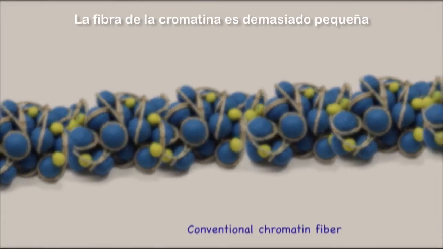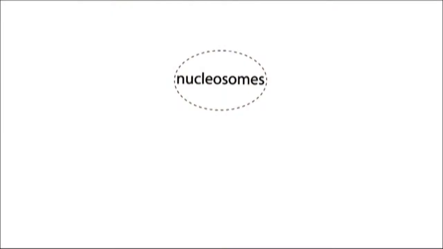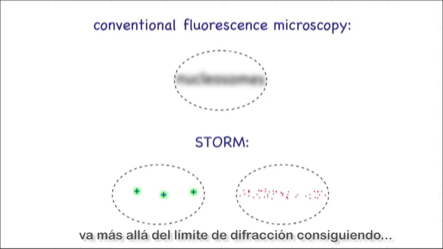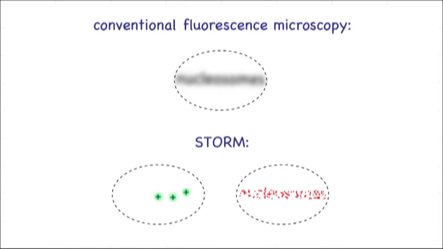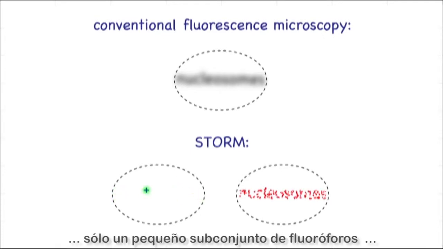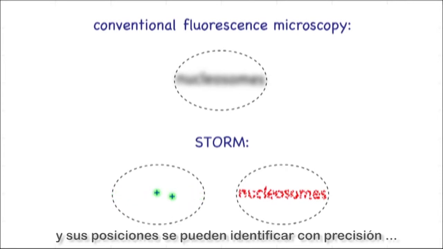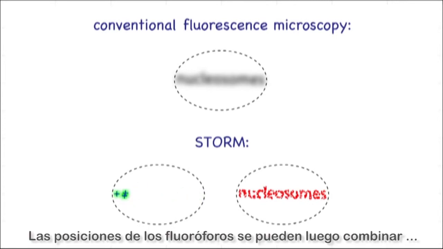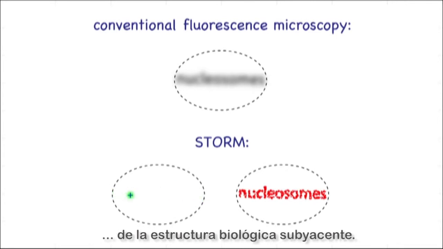Chromatin fiber is too small to be visualized with conventional light microscopy in single intact nuclei. Super-resolution microscopy like STORM breaks the diffraction limit by switching fluorophores between bright and dark states. At any given time, only a small subset of the fluorophores is in the bright state, and their positions can be precisely identified by finding the center position of their images. The positions of the fluorophores can then be combined together to build a high-resolution map of the underlying biological structure.